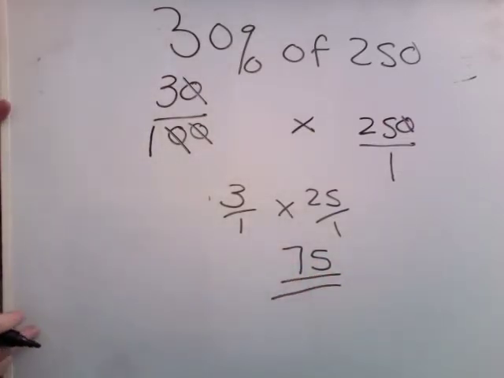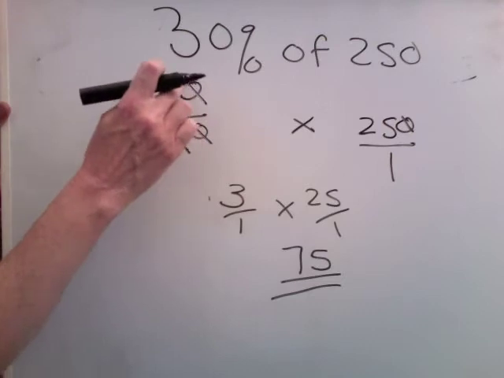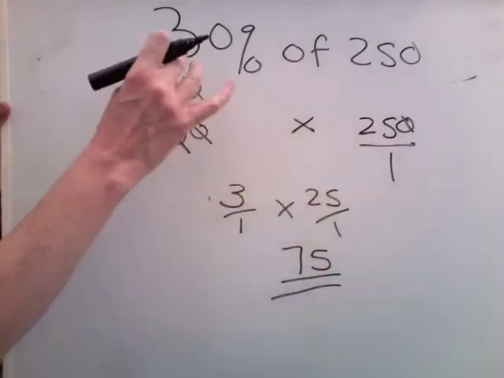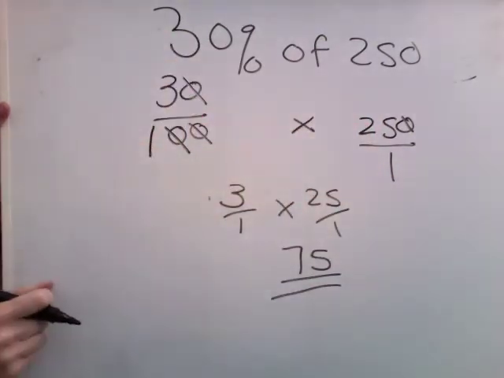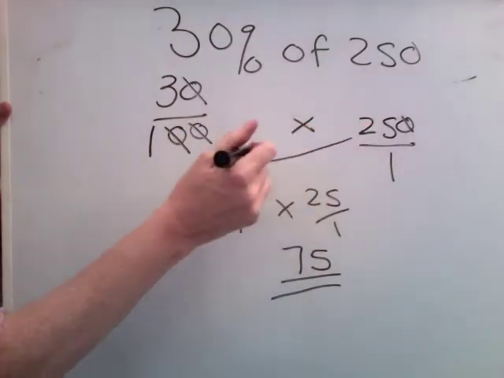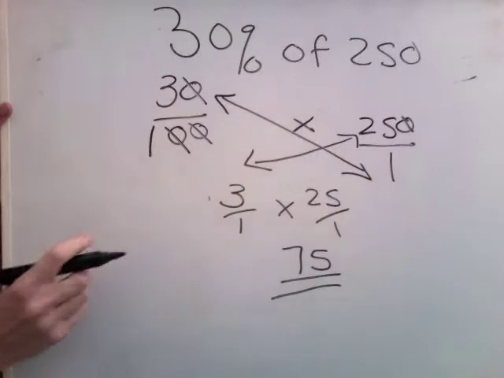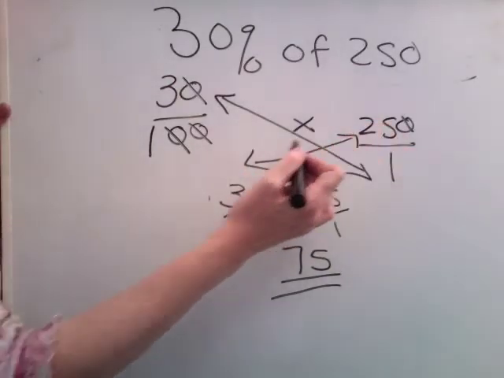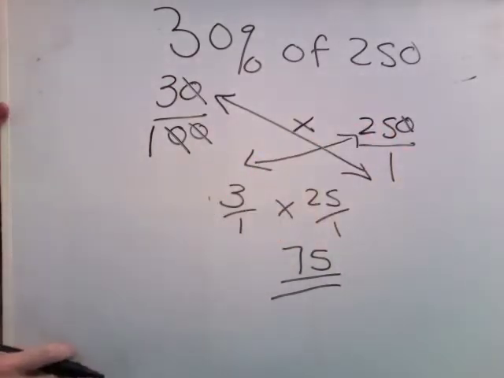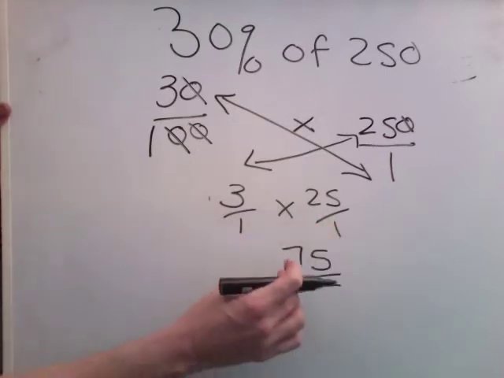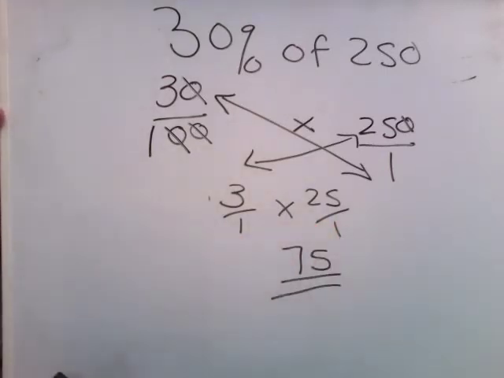30% of 250 is 75, and I got the answer by simplifying the fractions, both the numerator and denominator, and cross-cancelling. So I was able to simplify diagonally between these two numbers to keep the numbers I end up with really simple and easy to use in my head.